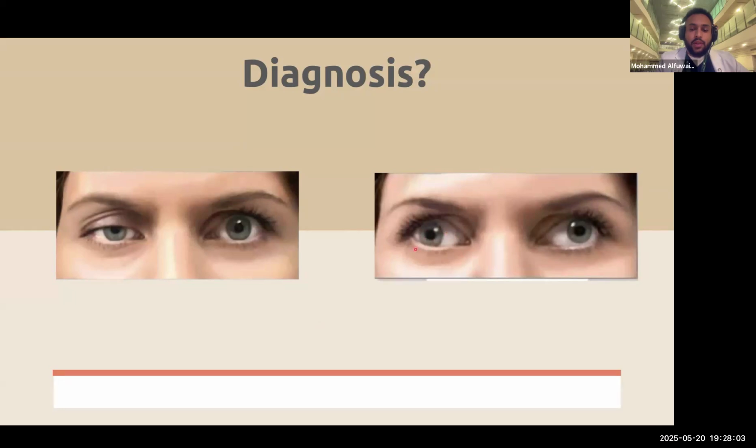This eye will look down and out. They cannot look anywhere else. So what's this disease? What cranial nerve is affected? Down and out, pupil or eye, plus ptosis. Oculomotor nerve palsy. Good.